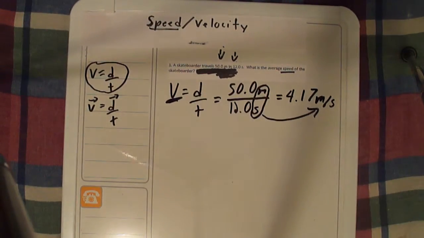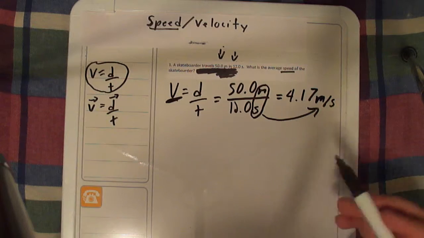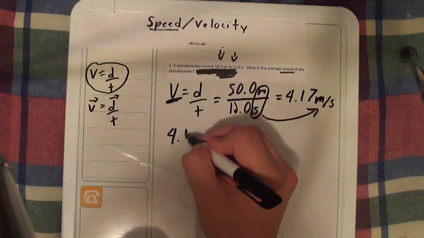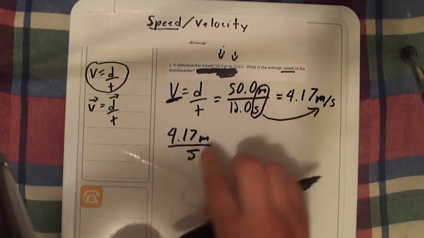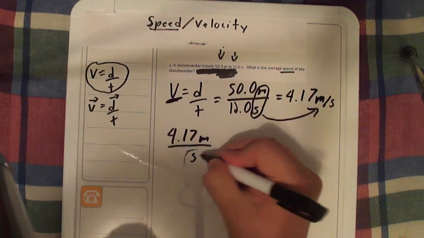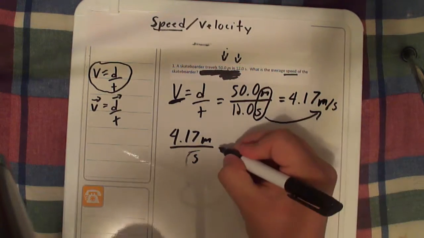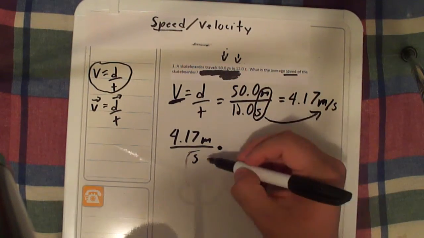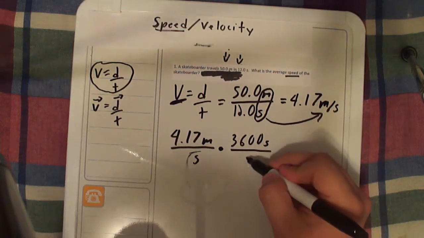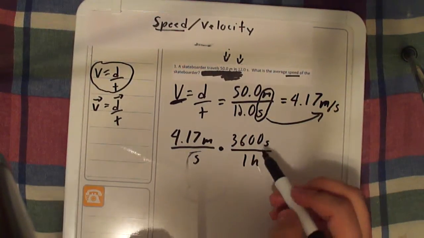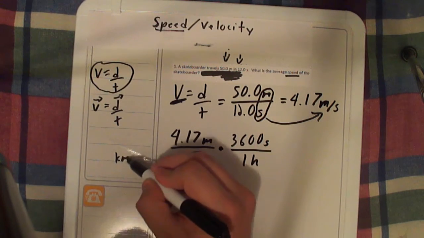You can tell I have meters per second, and that is what they want. Just so you know, let's say for some reason they wanted it in kilometers per hour. So you have 4.17 meters per second. What you can then do is called unit conversion. This is something I learned in chemistry. You multiply by 3,600 seconds over 1 hour, because you're trying to get rid of seconds and convert into kilometers per hour.